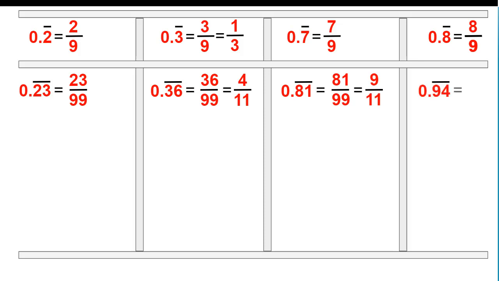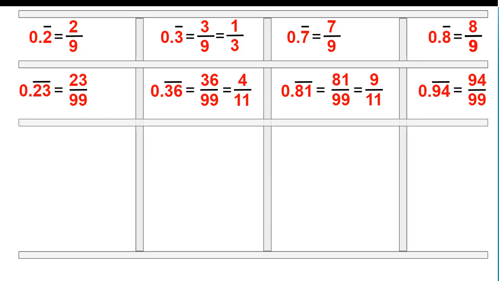0.94, where the 94 is recurring, is 94 over 99. It's very simple. Well, you guessed it right. If it's a three-digit number which is recurring, such as this one, 0.243, it is the number over 999. If it can be simplified, then it should be simplified. So in this case, we'll divide it by 27 and we'll get 9 over 37.